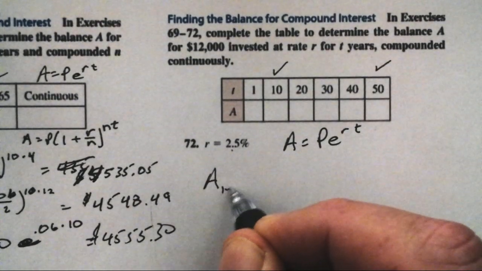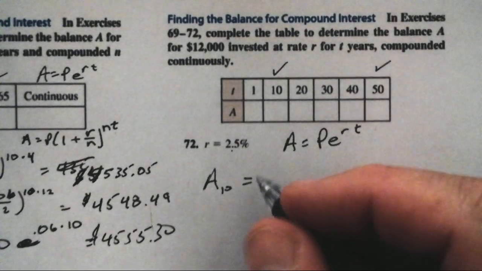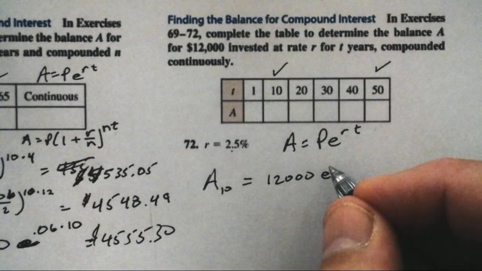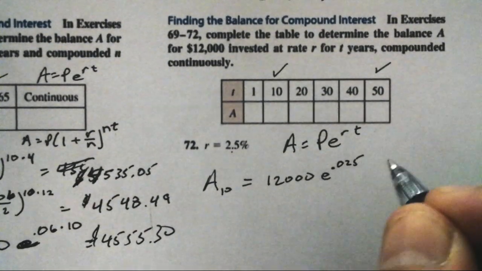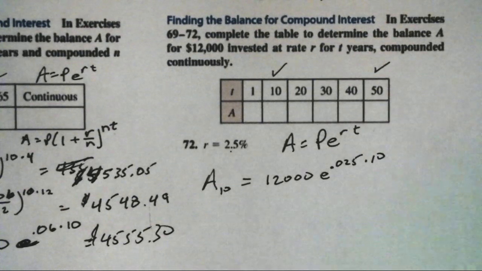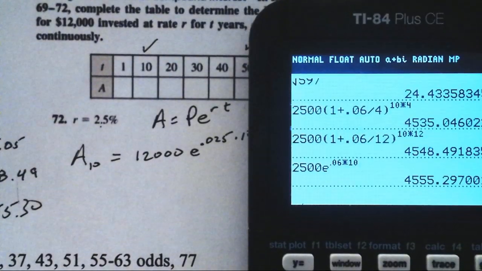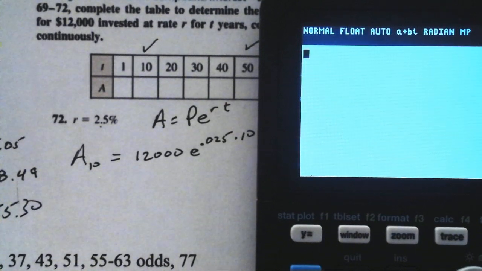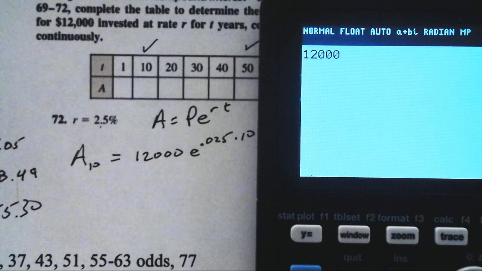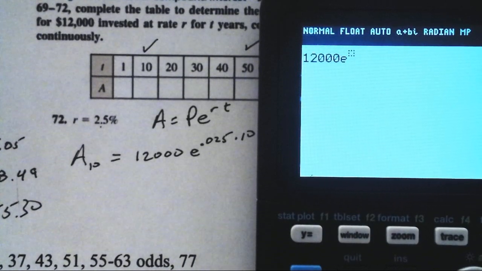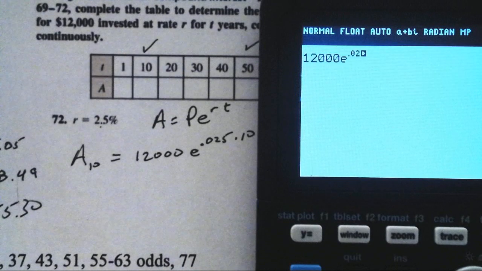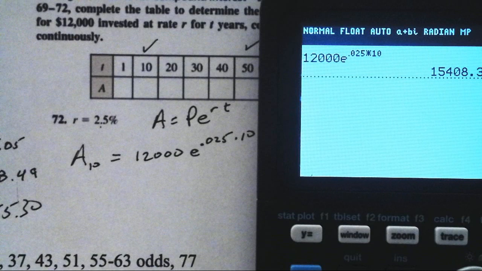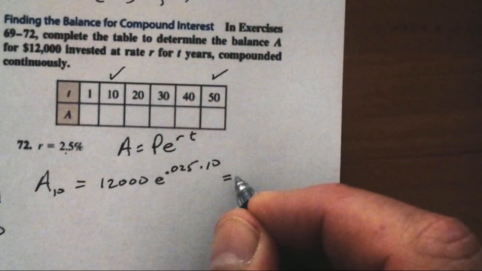So I'll call it A with 10 years: we invested $12,000 e to the 0.025 times 10. I'll clear this mess, and we get 12,000, second ln, there's our e to the 0.025 times 10. And we end up with $15,408.31.